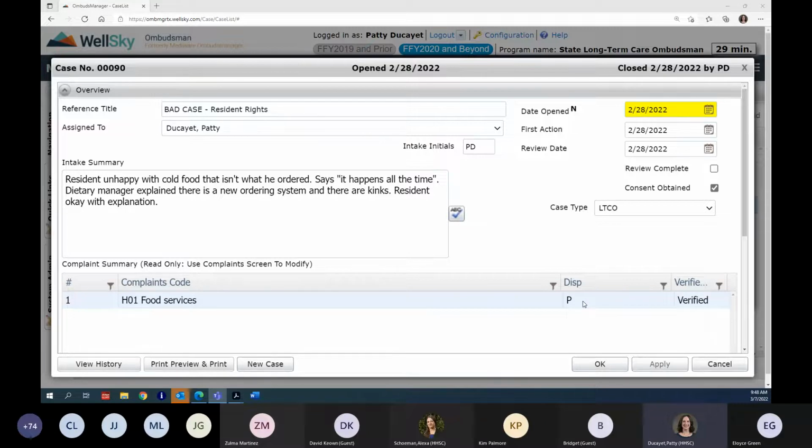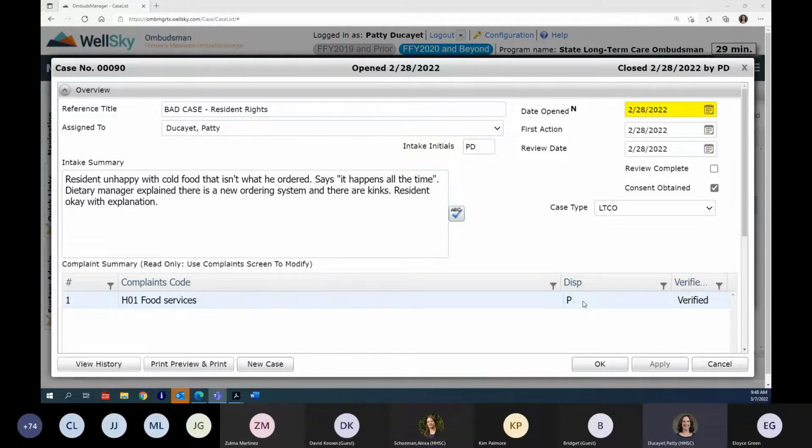So you can see this has been assigned to me. I've got my intake initials that immediately go in. I've got a date opened, and you see that I've documented that my first action is on that same date. So we'll need to pay attention to those two dates. I have marked consent obtained here, so I've checked the box in the far right-hand corner. And then let's take a look at your intake summary now.